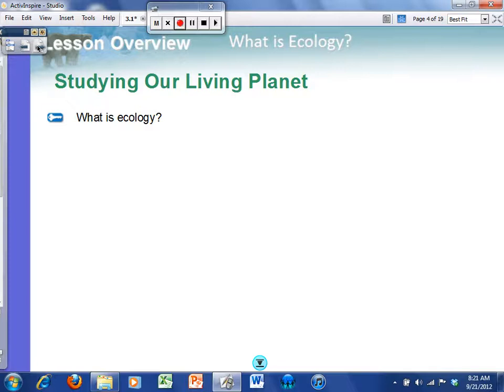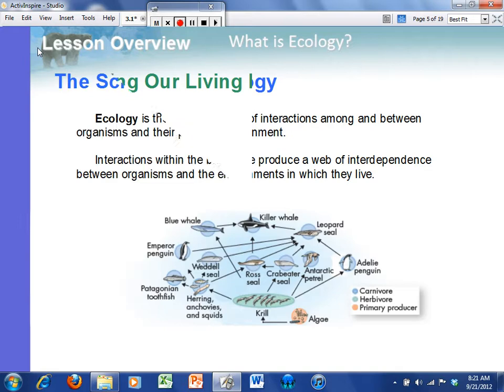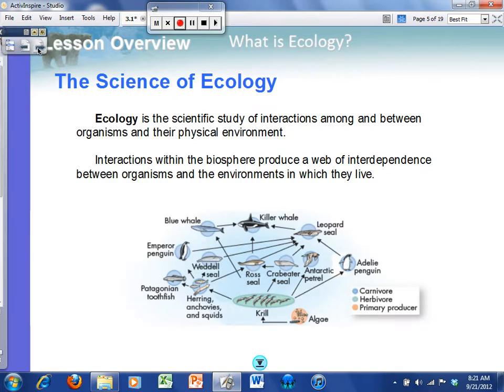So, starting off with the first key, what is ecology? Again, think about that for a second. Press pause, wait 10 seconds, mark something down. And here you go. Ecology is when we are studying interactions among and between organisms and their physical environment. Organisms, as we remember, are all living things.